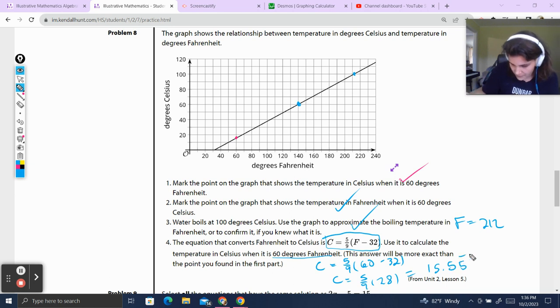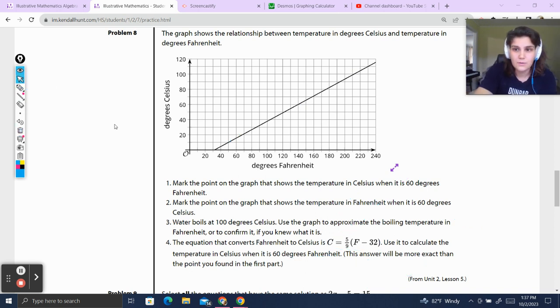It gets me 15.55 repeating, or 15.56, which is a little bit more accurate than the point we found in part 1. And we're done. We make sure to put units. In this case, our unit is degrees Celsius. This is a pretty useful thing if you're ever traveling overseas. They use Celsius rather than Fahrenheit, so it's good to know how to convert between the two. All right, let's go on to the next question.